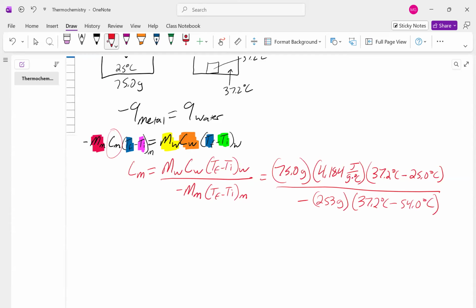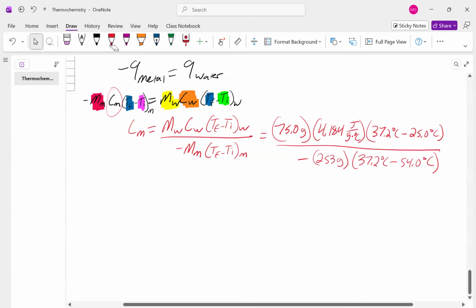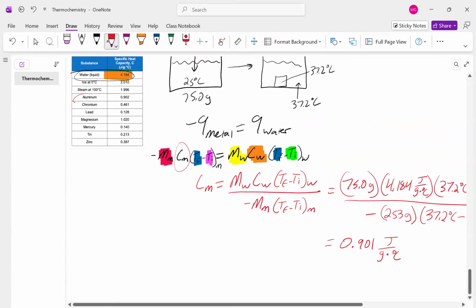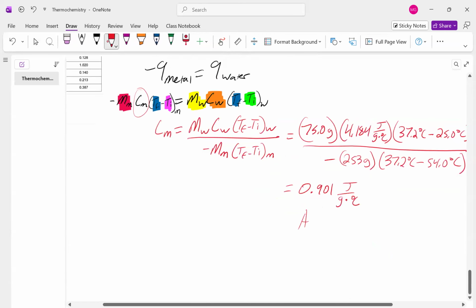Kind of notice something interesting here because this calculation right here is going to end up being negative. And if that's negative and we got a negative sign out there, that's how we're going to end up with a positive number. So we don't have to worry about the sign ever coming out to negative. Specific heat capacity should never be a negative value. All right, so then you're going to toss all of that into your calculator, keeping track of your significant figures. That comes out to a value of 0.901 joules per gram per degree Celsius. That's the specific heat capacity for our unknown metal. And if we go to our table, that's really close to aluminum there. So that's going to be our answer.